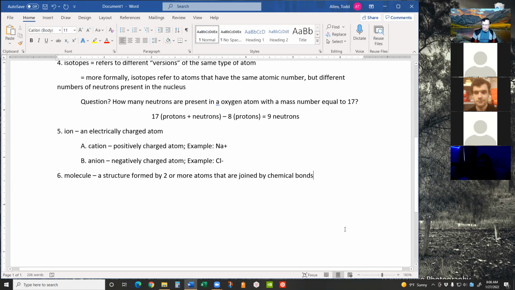Okay, so there's a related phrase that comes out, which is that of a compound. Let's talk about that a little bit underneath the topic of a molecule. A compound is a molecule that's made of two or more different kinds of chemical elements, two or more different kinds of atoms.